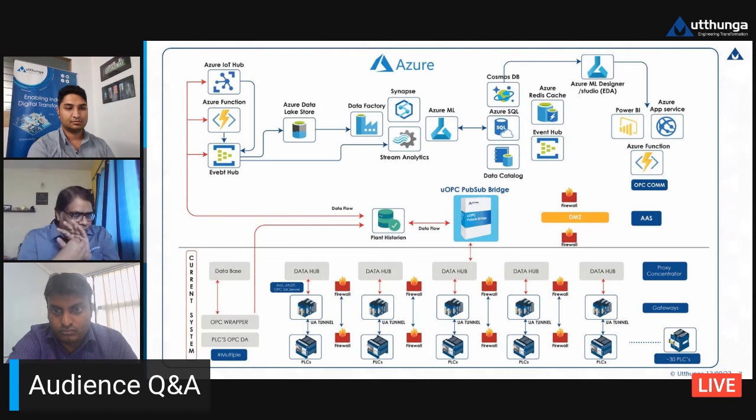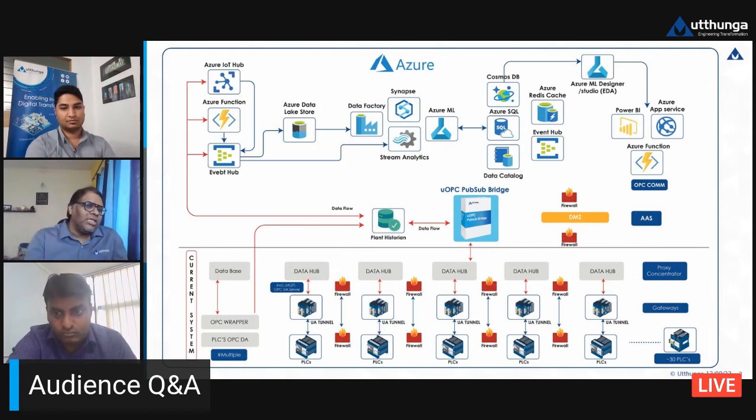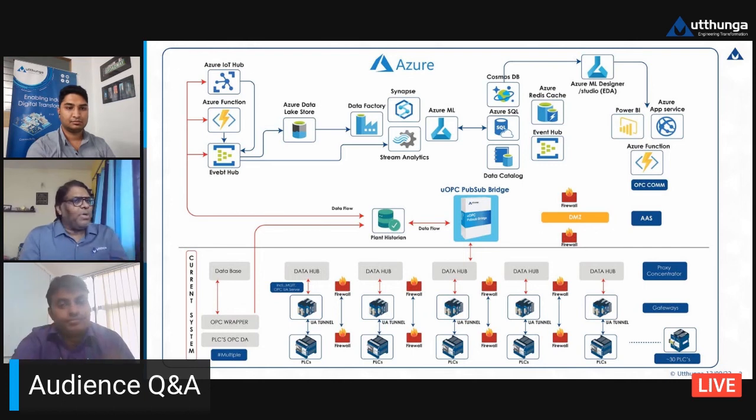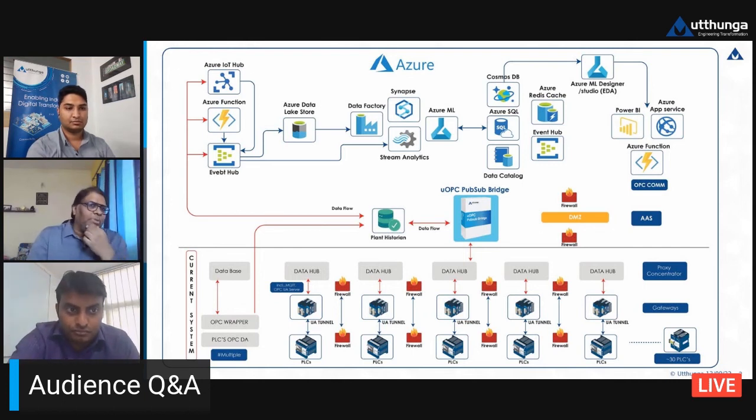Now it is done with one connector, which earlier took two or three connectors in the DA world or classic world. So it is actually much simpler now, and almost every plant historian like Aveva or OSI Soft implements UA client connectivity.